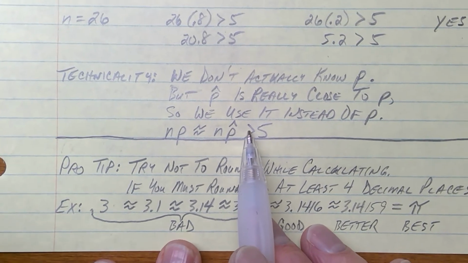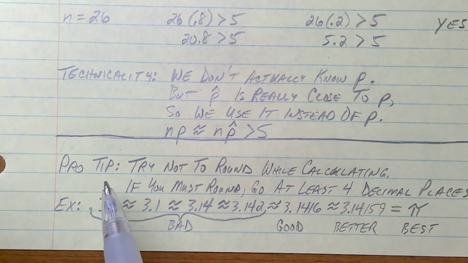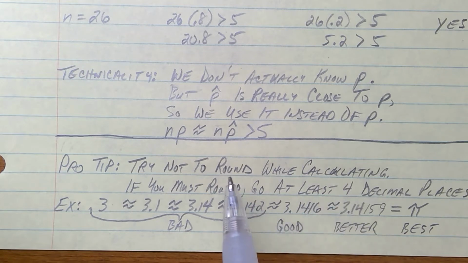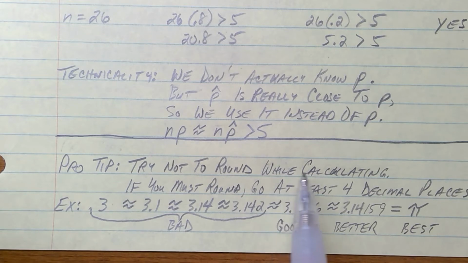And then finally, this really is finally, before we get to work on a couple of problems, a pro tip is try not to round while you're calculating. If you round in the middle of your calculations, you're going to mess up your answer. Your answer is going to be off because you rounded in the middle. So try never to round while you're calculating. If you must round, go at least 4 decimal places. More is better, but go at least 4 places after the decimal.